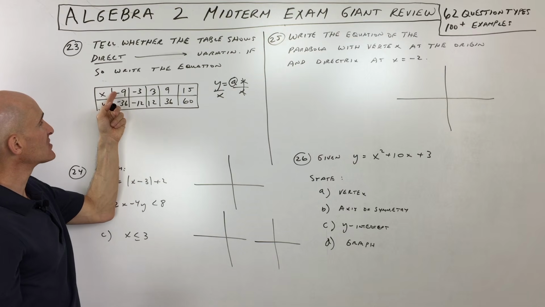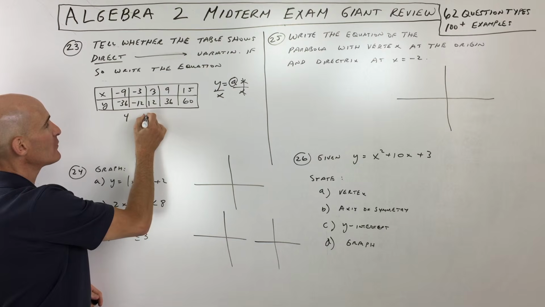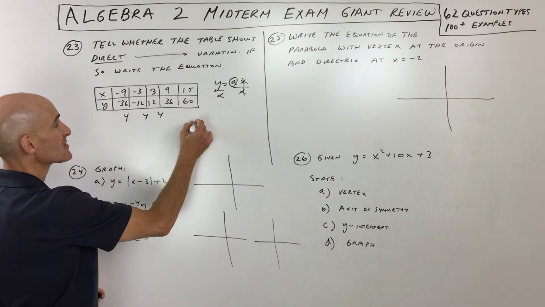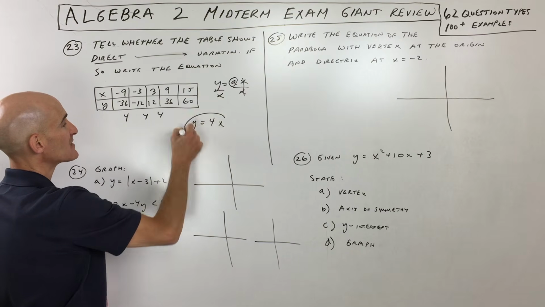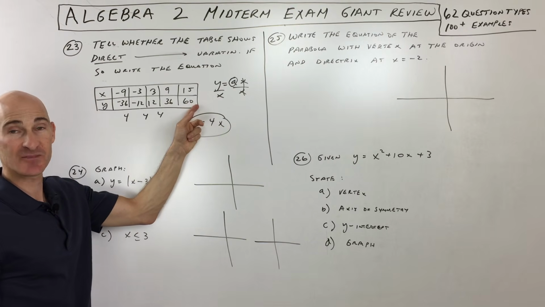If we do -36 divided by -9, what do we get? 4. What's -12 divided by -3? 4. 12 divided by 3, 4. 4, 4, 4, 4, right? So that tells us that y is equal to 4 times x. Now you can always test it out, put a value in for x. 4 times 15, yep, 60.